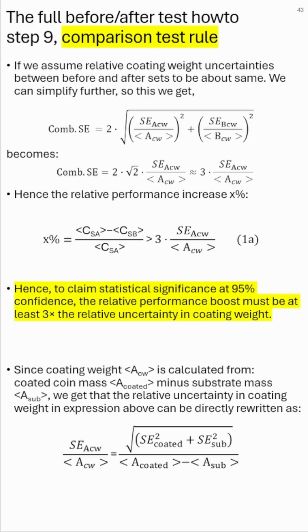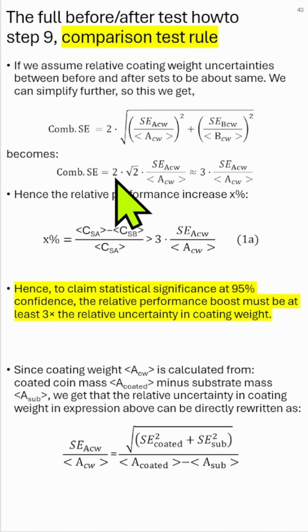So then we get that the combined standard error will be 2 times the square root of the standard error divided by the mean value of coating weight. That is the relative error in coating weight for the A set, plus the relative coating weight of the B set, in squared, and all that under the square root sign times 2, right?